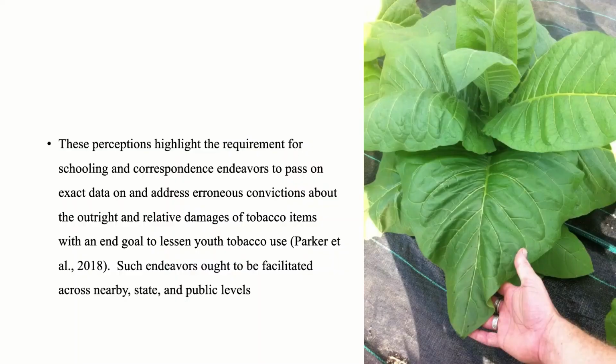To continue with tobacco, these perceptions highlight the requirement for schooling and correspondence endeavors to pass on exact data on and address erroneous convictions about absolute and relative damages of tobacco items with an end goal to lessen tobacco use. This is very important because there are many organizations out there that may not have proper time to address this to the youth because of how it has changed from medicinal use to abuse. Such endeavors ought to be facilitated across nearby states and public levels.